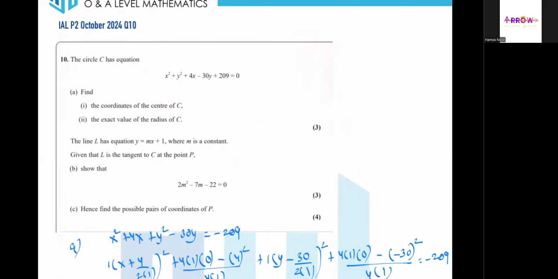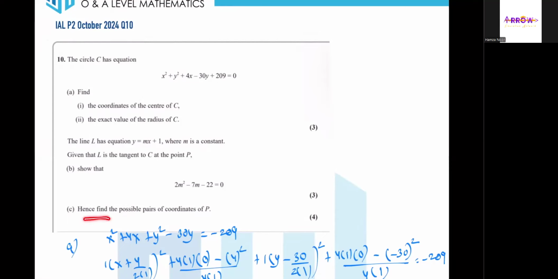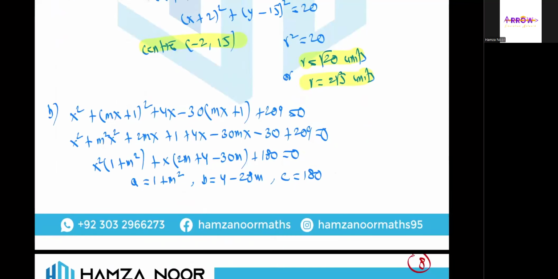So now let's move on to part C. Hence find the possible pairs of coordinates of P. So now what we are going to do, we are going to solve this quadratic equation in terms of m, and we are going to find the values of m over here. Then we are going to substitute them back into this equation which we have found in terms of m, in order to find the solutions of the equation.